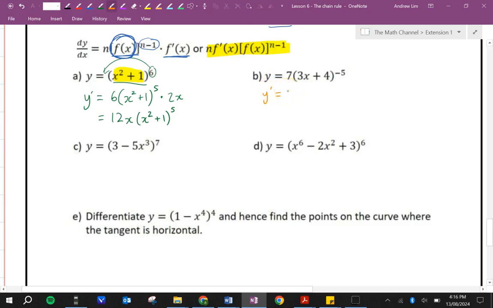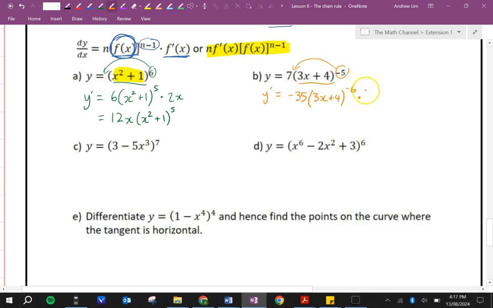The first derivative, we are going to bring down the power. 7 times negative 5 is negative 35. Write down what's in the brackets. Reduce the power by 1. Negative 5 minus 1 is negative 6, okay? So be careful with that.